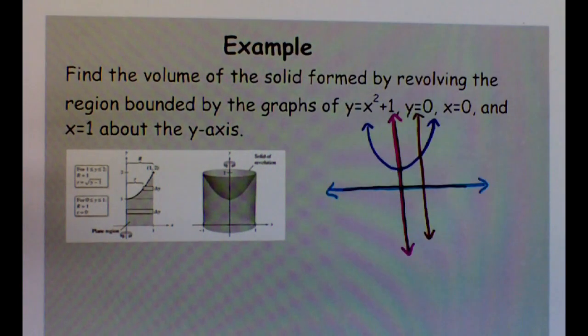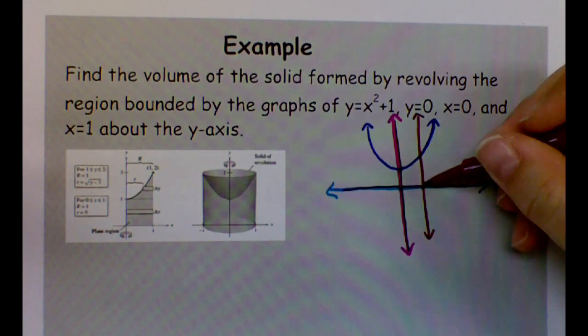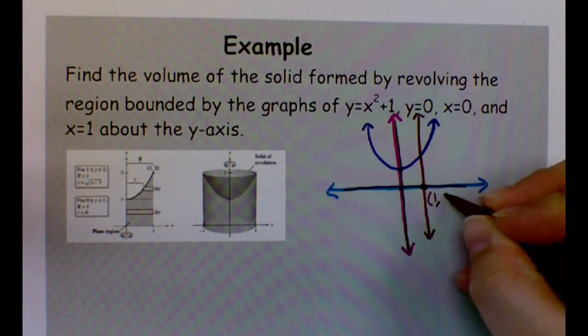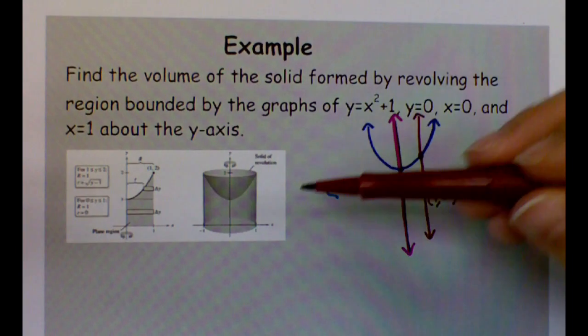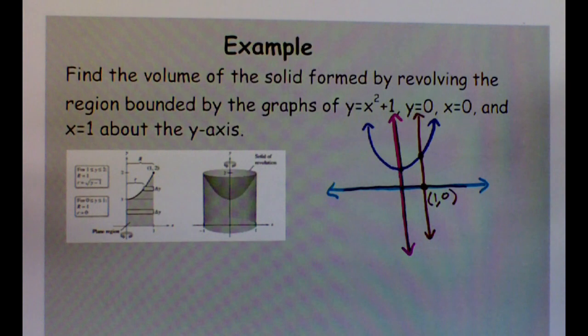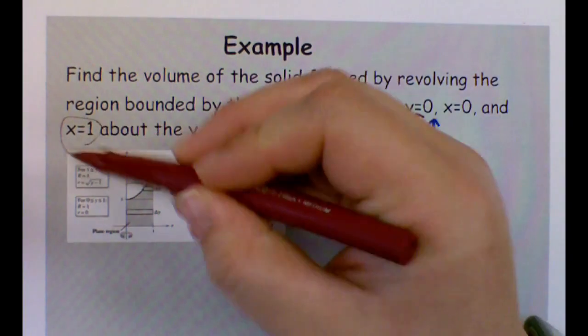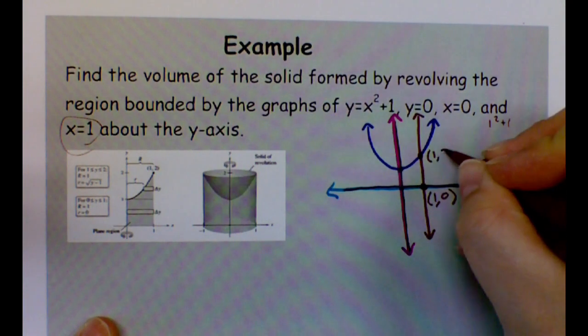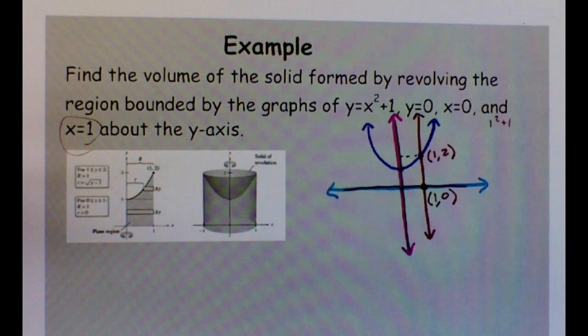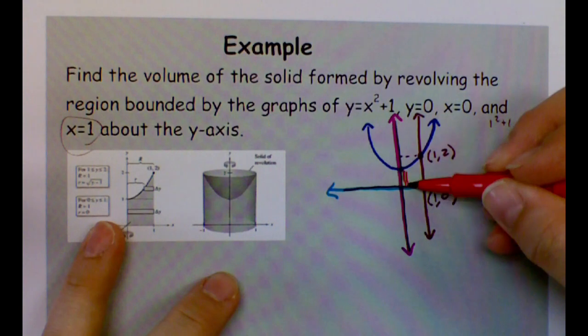So one thing to think about is where we intersect here. This point here is 1, 0. This point here, well, what does y equal when x is 1? 1 squared plus 1, which is 2. So that's 1, 2. All right. So the region we want is this piece right here.